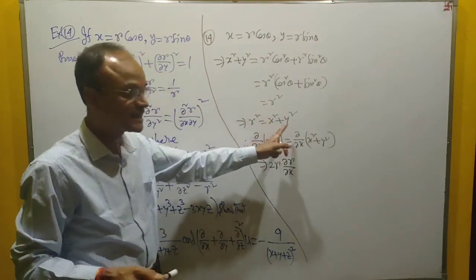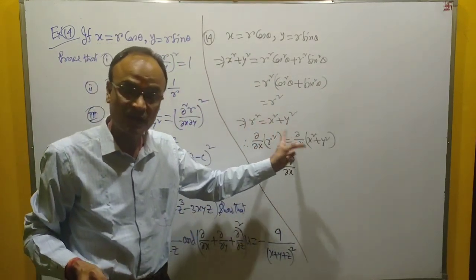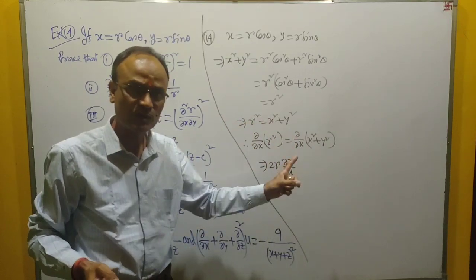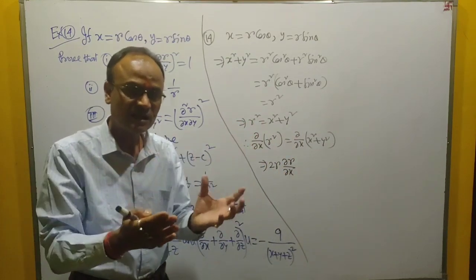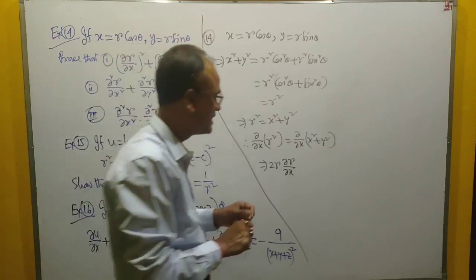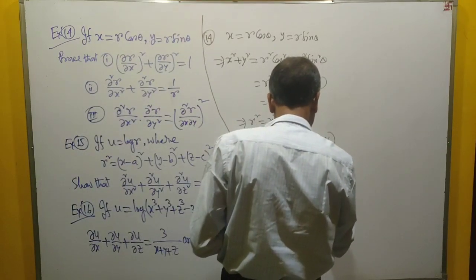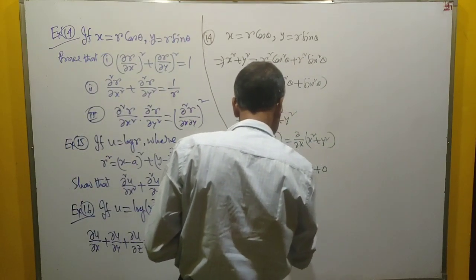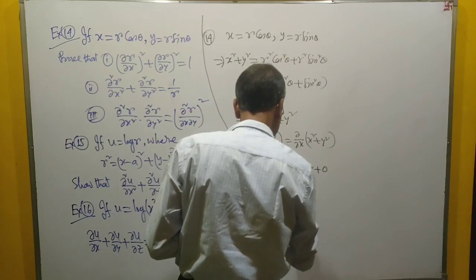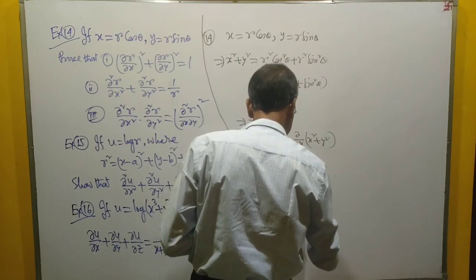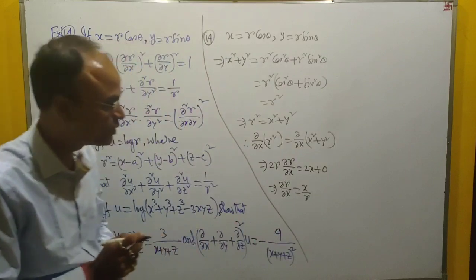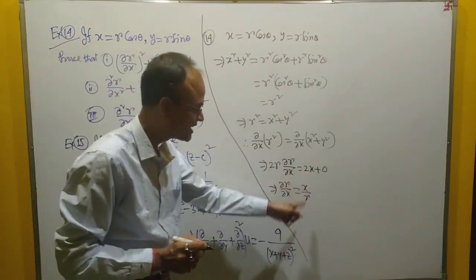Because r is a function of x and y, r square is equal to x square plus y square, means r is equal to root of x square plus y square. This is equal to twice x plus 0. This means del r by del x equal to x by r. 2, 2 will be cancelled, x by r.